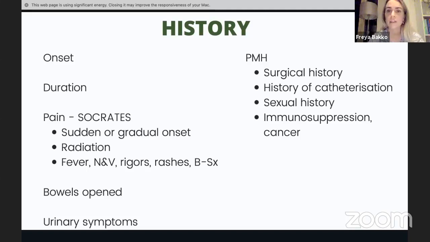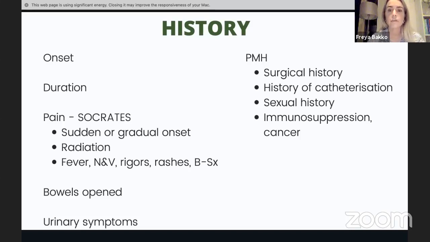Do they have other associated systemic features? For example, fever, nausea and vomiting, rigors? Do they have any rashes? And this is very important, and particularly asking about rashes in the genital area as well. And then ask about long-term symptoms. So have they noticed any weight loss? Have they noticed any night sweats or long-term low-grade fevers?